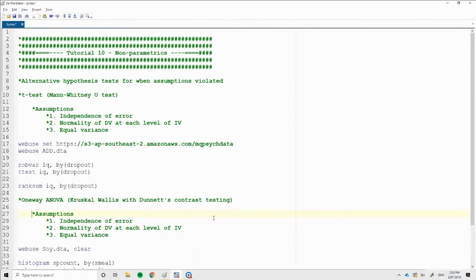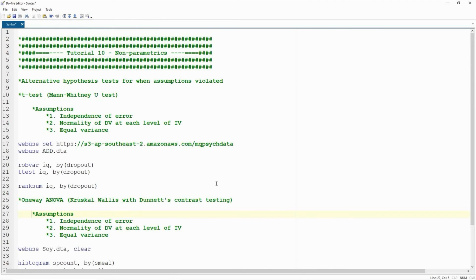So today we're going to look at two different kinds of nonparametric tests. The first we're going to look at is a Mann-Whitney U test, and then afterwards we're going to look at a Kruskal-Wallis test. So Mann-Whitney U is the nonparametric equivalent of a t-test. That's up here. And then the Kruskal-Wallis is the equivalent of a one-way ANOVA. And contrast testing in nonparametrics is done with a Dunnett's test.